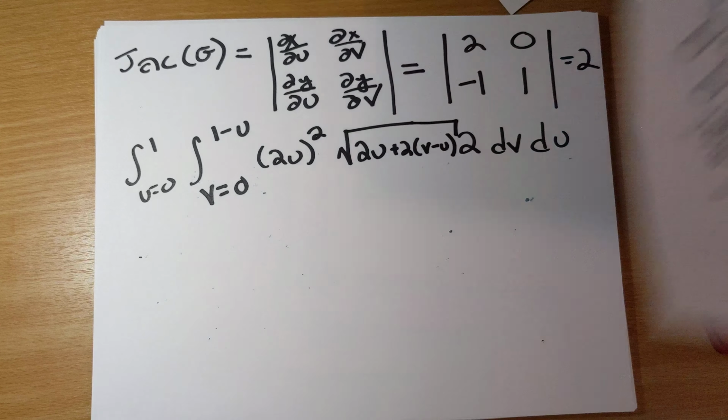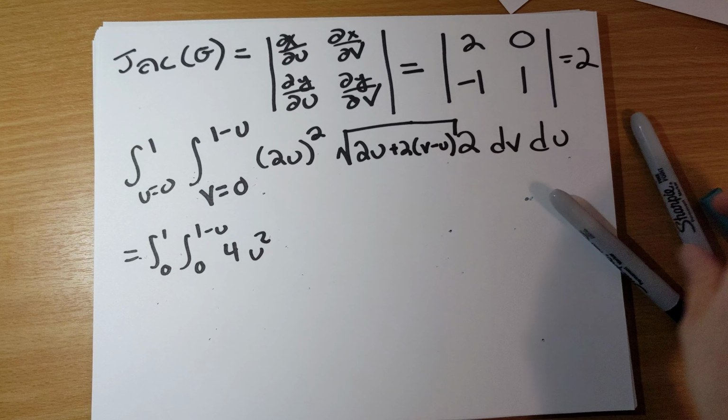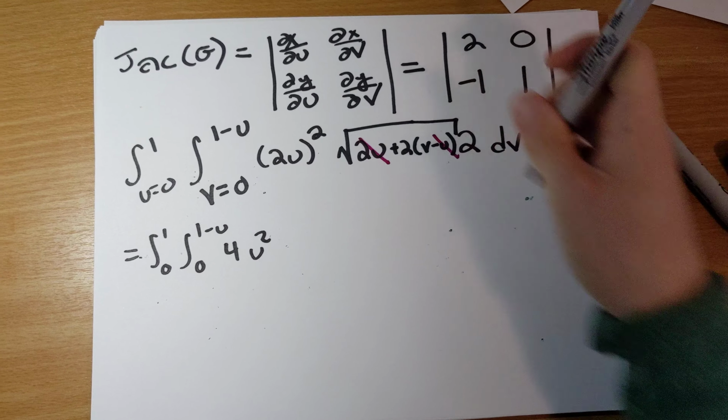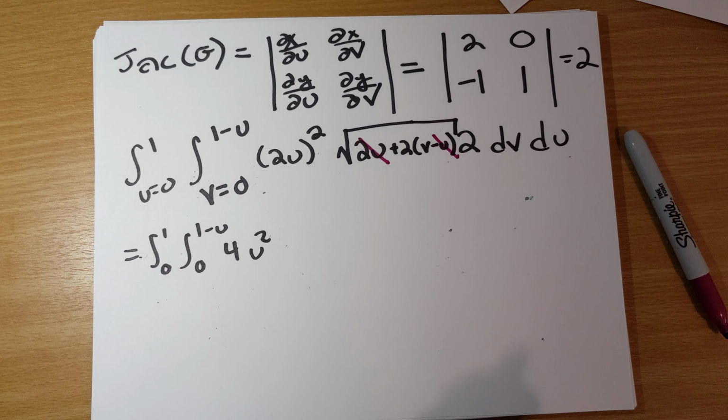And so we end up with the integral from 0 to 1, 0 to 1 minus u, 4u squared. And then this right here, we see that a 2u and a negative 2u will cancel, times the square root of 2v. Times 2, so this is going to be 2 times square root 2 times v to the 1/2 power dv du. Okay, I'm going to stop evaluating this in the interest of time here. This is a pretty straightforward integral to evaluate at this point.